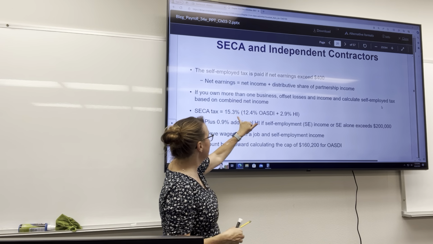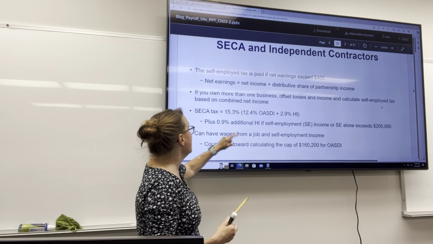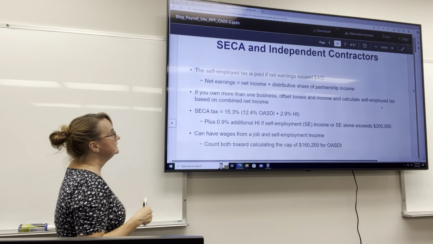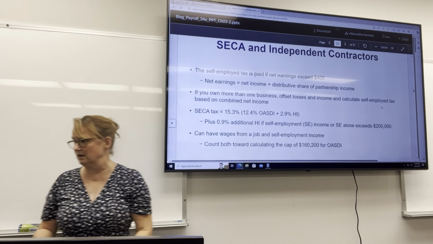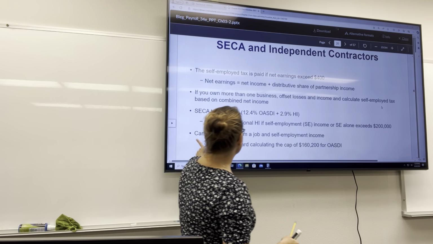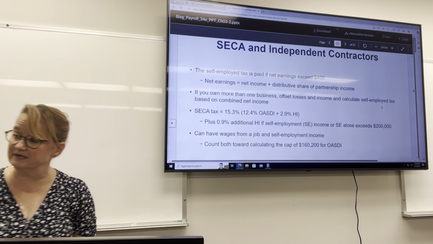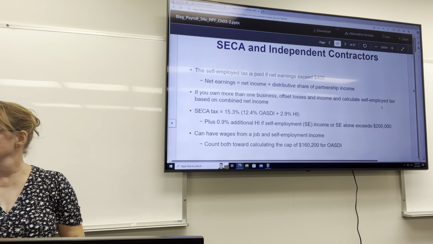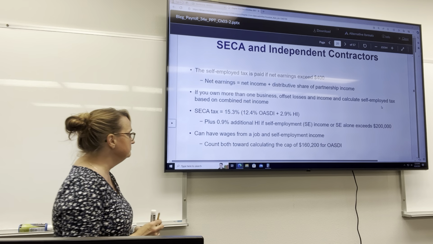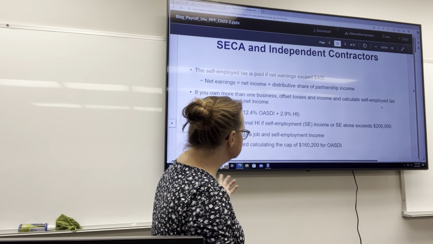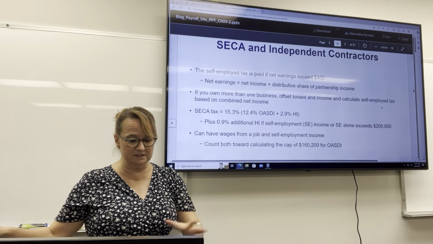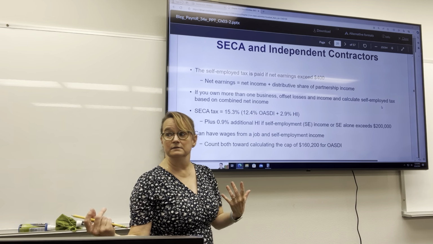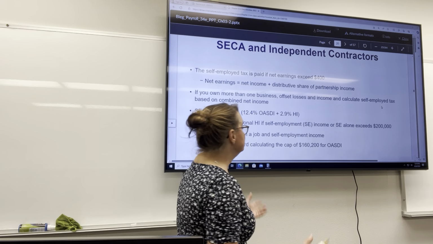Again, that FICA tax combined rate, which we already went through, is 15.3% plus 0.9% for the additional Medicare if the net earnings exceed $200,000. You can have wages from a job and you can have self-employment income as well, which happens frequently. You might have a day job and a side hustle, maybe a little crafting business, or you drive for Uber or something like that, which is considered 1099 self-employment income. In that case, you've got both.